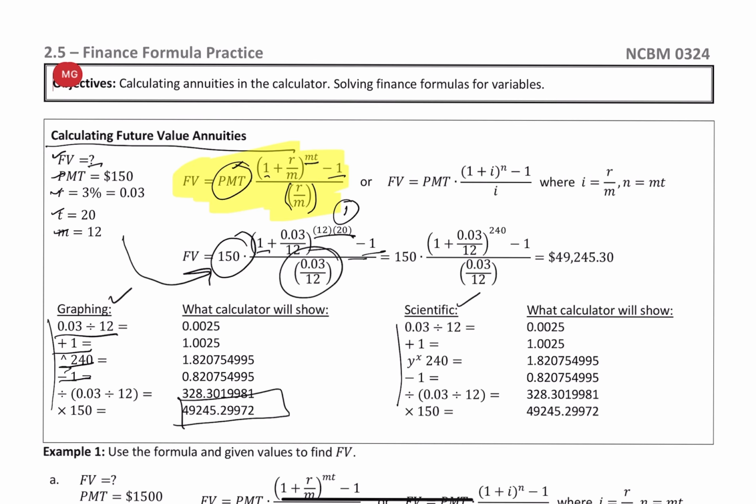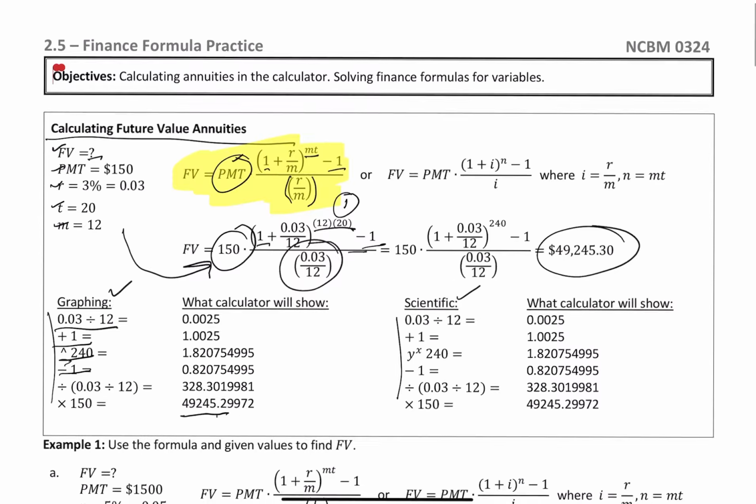49,245.29972. When we're dealing with money, ladies and gentlemen, we round until the very, very end. So I look at my first 2 decimals, and then I double check with my number over here, and I realize that this is 49,245.30, which is my answer right there. So let's move on.